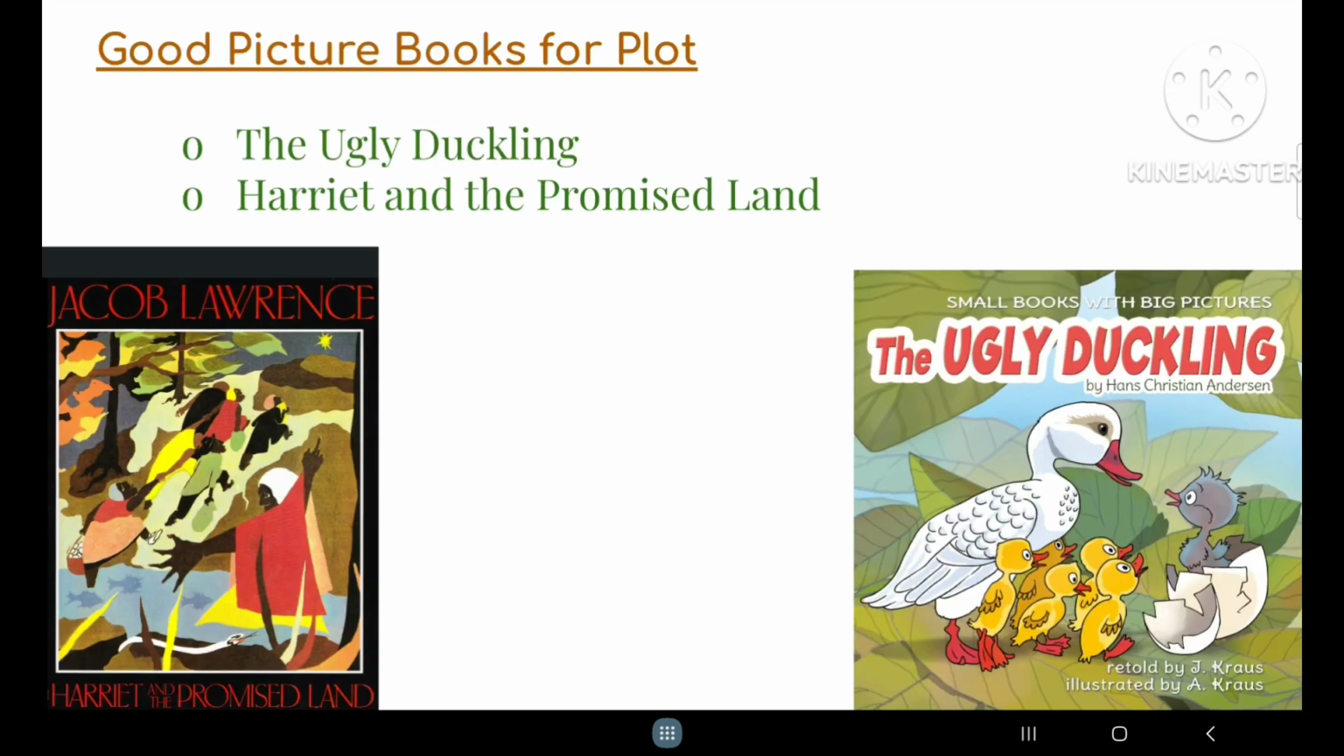Here are some good picture books to understand plot. The Ugly Duckling, and Harriet and the Promised Land.